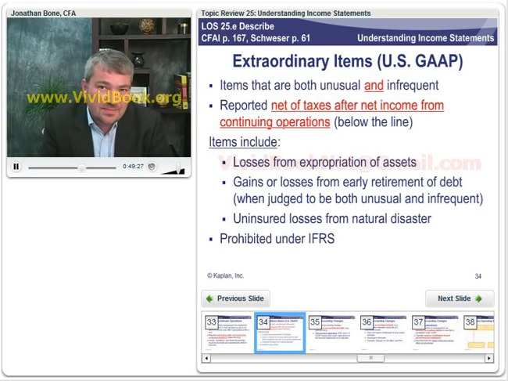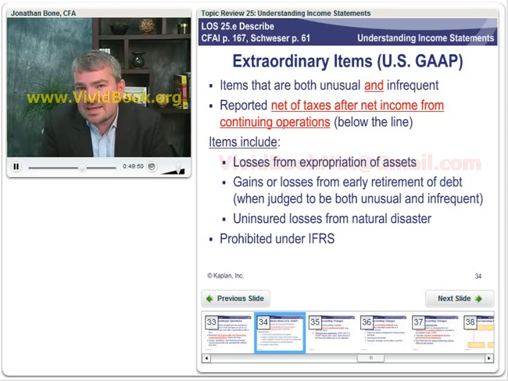What items have we got? Losses from expropriation of assets. So you've got an overseas subsidiary, and maybe those assets have been taken by that overseas government. Well, if you've lost your assets, they're no longer going to generate future flows of benefit, so they no longer meet the criteria of an asset, so we need to remove them from the balance sheet and put them through the income statement as an expense.